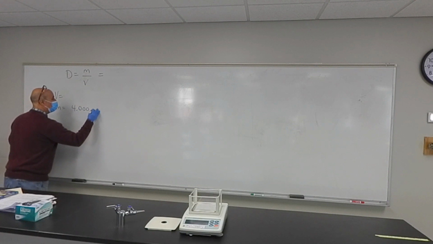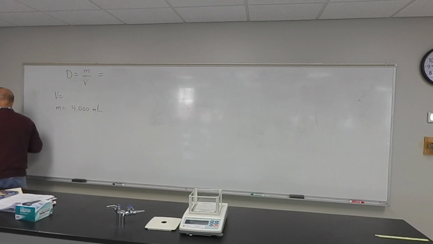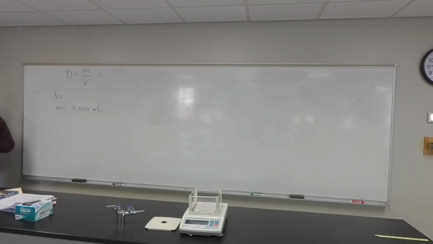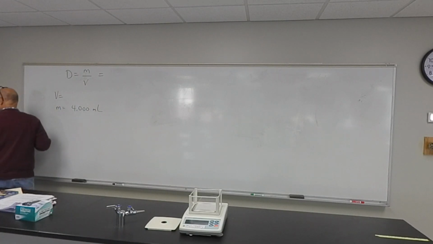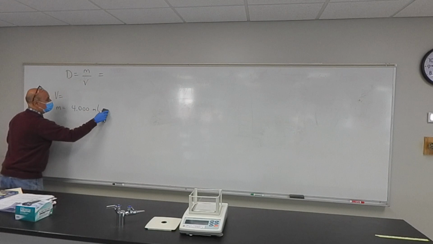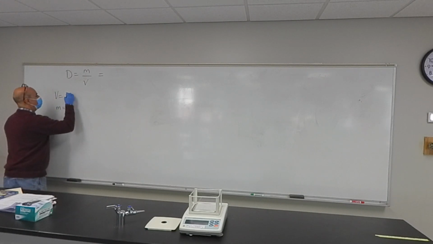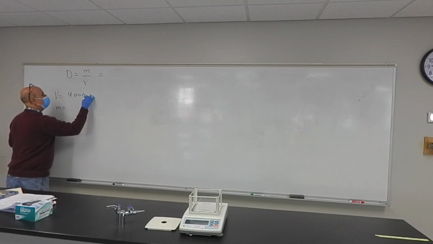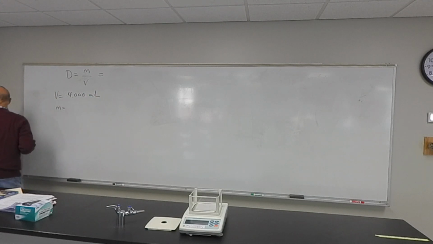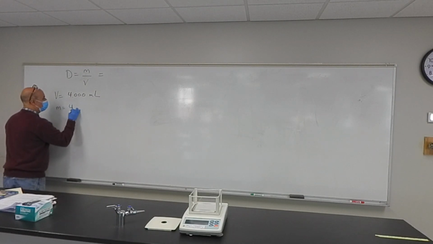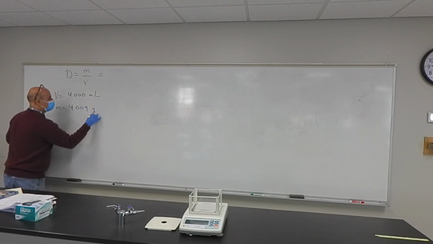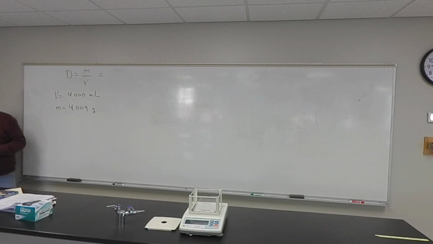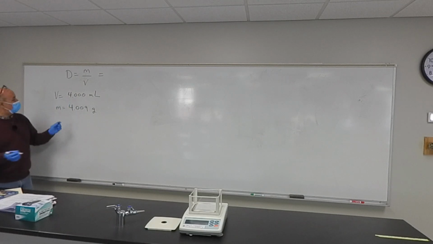So we have a 4.000 milliliter sample of urine, 4 milliliters, and it has a mass of 4. Oops, I put it wrong. This is the volume, 4.000 milliliter sample of urine with a mass of 4.009 grams. Oh, thank goodness. We don't have to do any conversions this time. We have grams and we have milliliters, so we're just going to put the numbers.